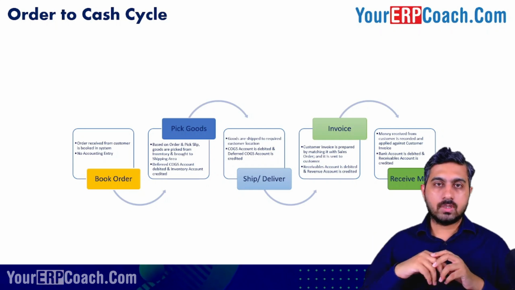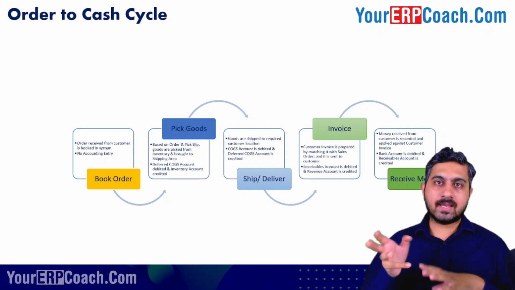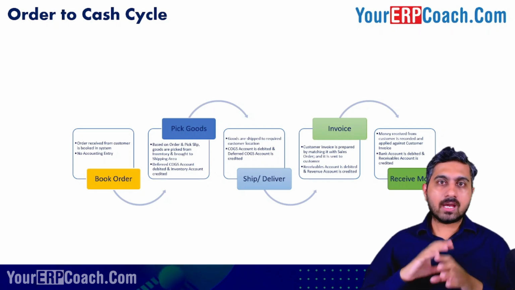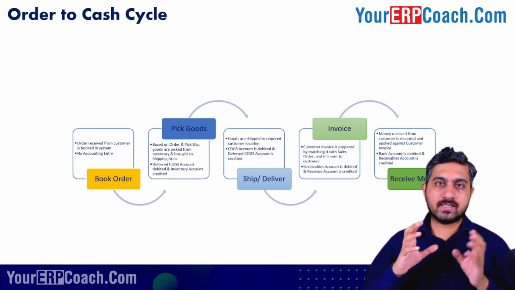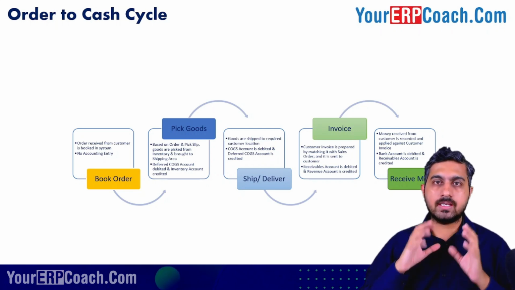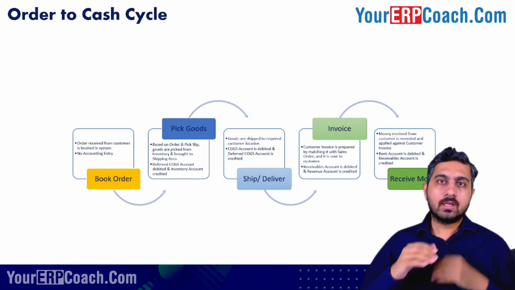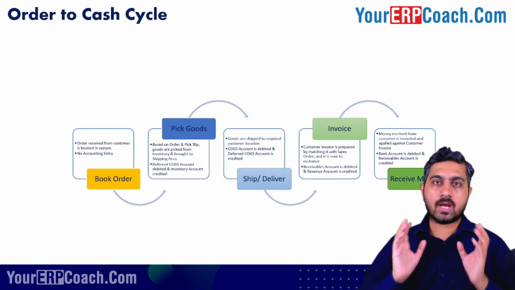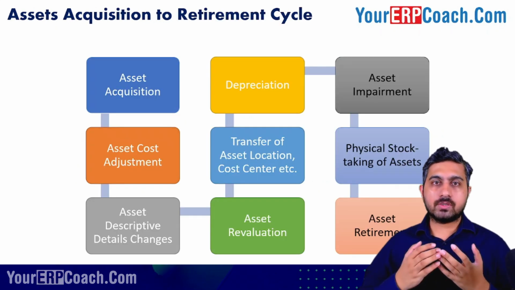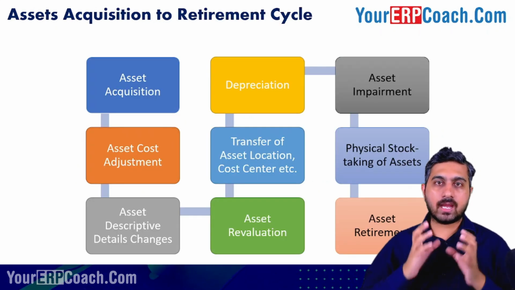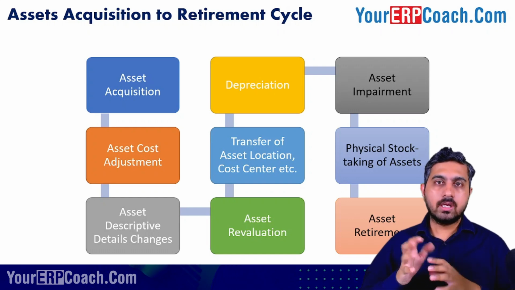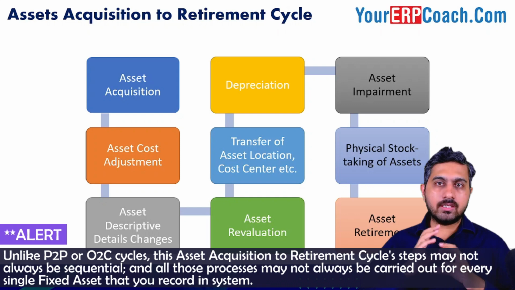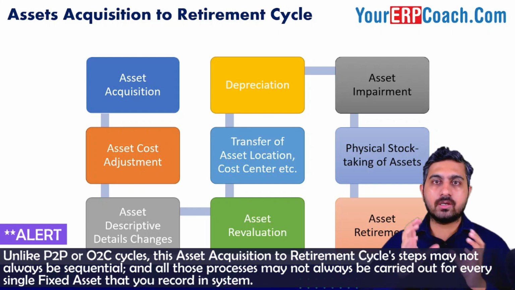Now, these two processes or business cycles, which are P2P or procure to pay process and order to cash process, are going to be the most important processes or most active process cycles in any business that is there. The other process cycles we are going to cover only at a high level. For example, the next process cycle that we have is the asset acquisition to retirement process cycle. Now, typically, unlike the P2P or O2C cycle, this cycle is not necessarily a sequential cycle.